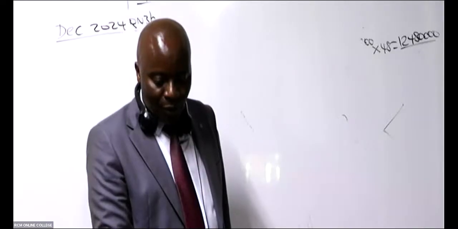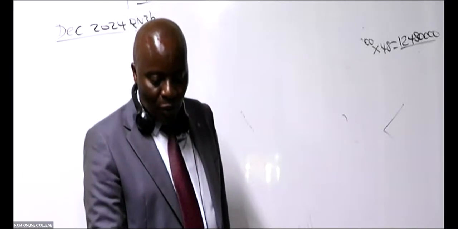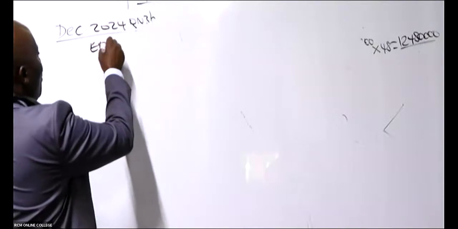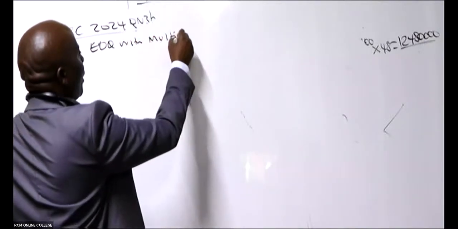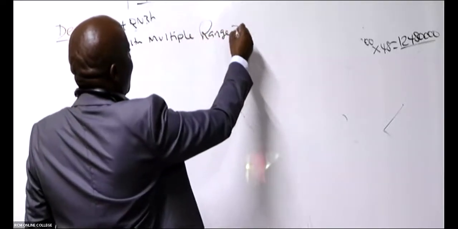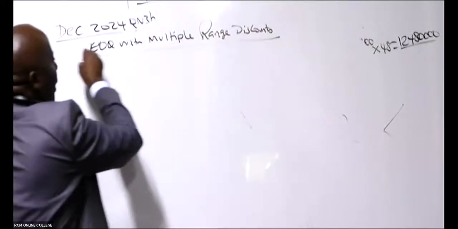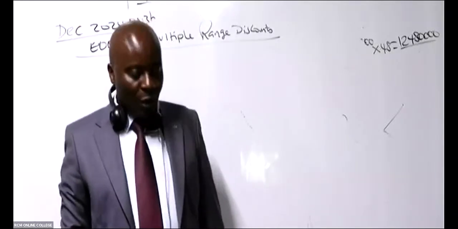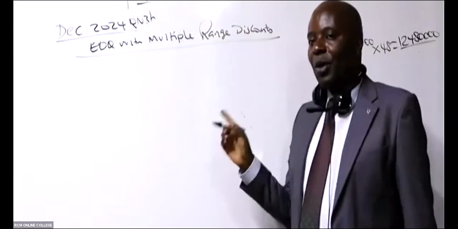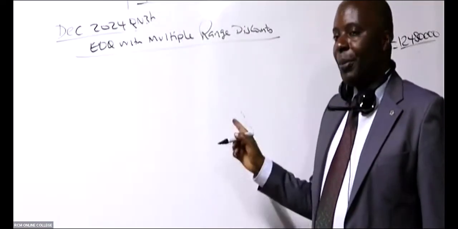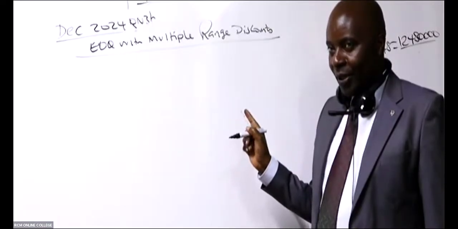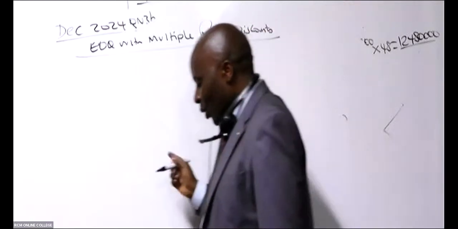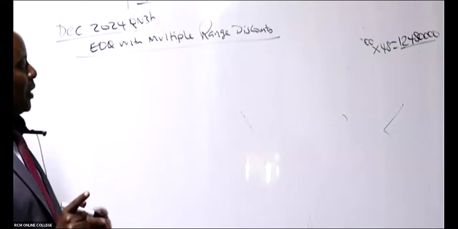EOQ with multiple range discounts. Very, very important before we look at something different. EOQ stands for economic order quantity with multiple range discounts. They brought this in April 2025, and it really disturbed our students, those students who are not very serious. Otherwise, if you are serious, this is a very simple thing.